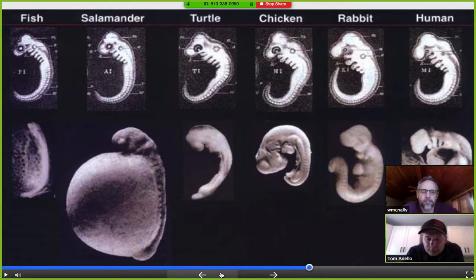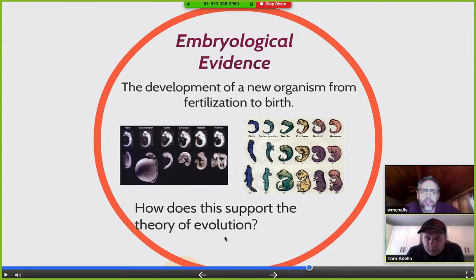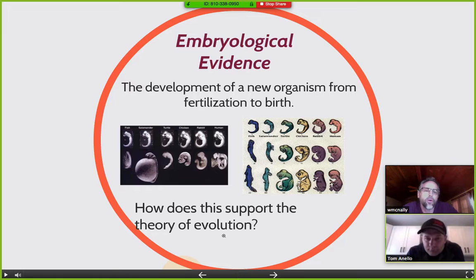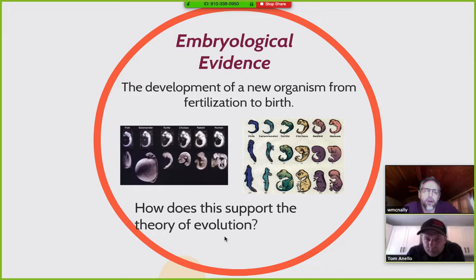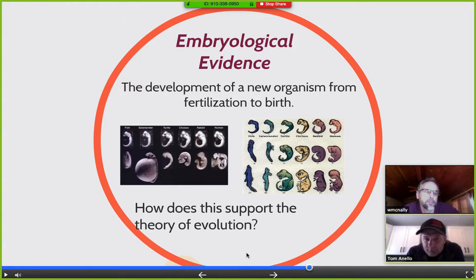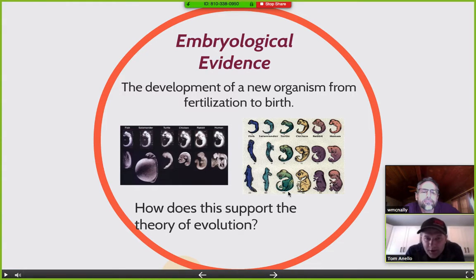What does that tell us? Well, it tells us that if all these animals go through very similar processes in their development, they probably evolved from or came from a common ancestor somewhere back in time. Now, is there a way to tell how recently those common ancestors are shared between organisms?